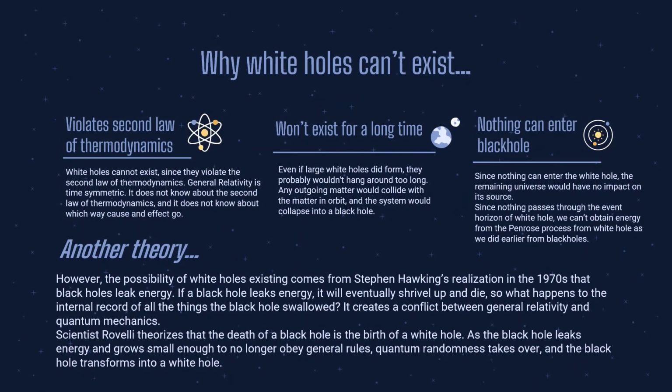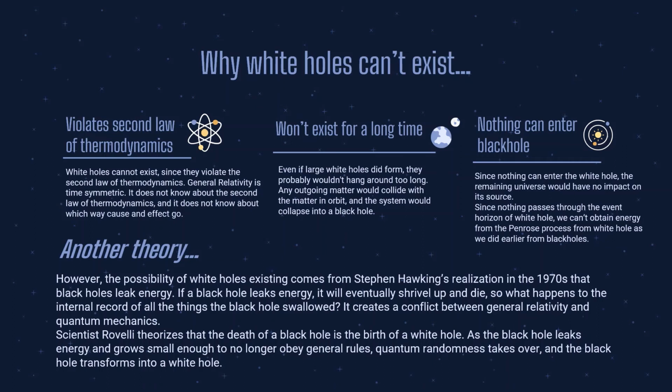There are many reasons why white holes cannot exist. First of all, it violates the second law of thermodynamics. Second of all, even if large white holes did form, they probably wouldn't hang around too long. Any outgoing matter would collide with the matter in orbit and the system would collapse into a black hole. Nothing can enter white holes. Since nothing can enter the white hole, the remaining universe would have no impact on its source. Since nothing passes through the event horizon of a white hole, we cannot obtain energy from the Penrose process from white holes as we did earlier from black holes.